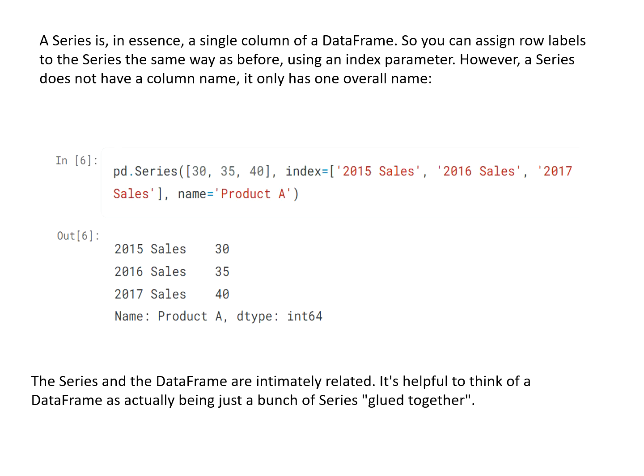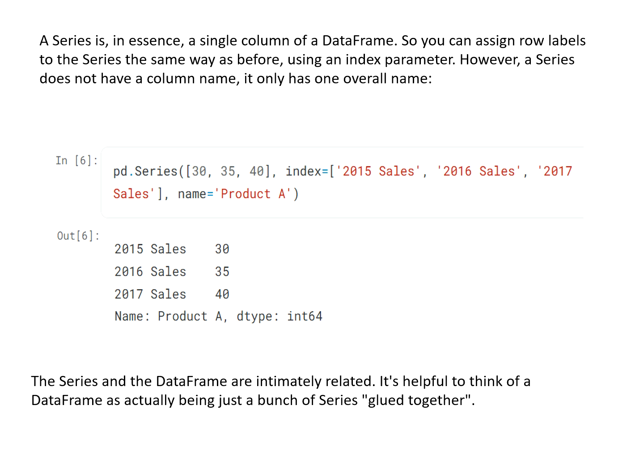These are the series. So a series is, in essence, a single column of a data frame. So think of a data frame as a bunch of series bunched together, right? So you can assign row labels to the series the same way as we saw in the data frame, using an index parameter. However, a series does not have a column name. It only has one overall name. So like we saw here, a series only has one column, but it has the index.